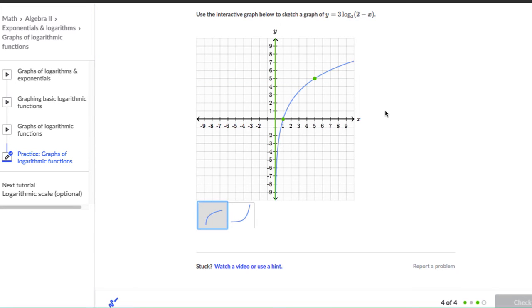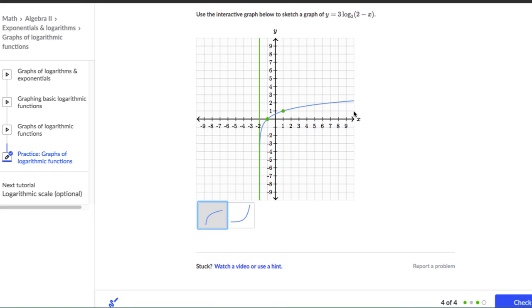I can do this one again really quickly. This is going to be log base 3, which means I'm going to have these starting positions: 1, 0 and 3, 1. Left 2 means I'm going to move everything left 2. I'm just going to do it all at the same time. This asymptote goes left 2. This point goes left 2. This point goes left 2.